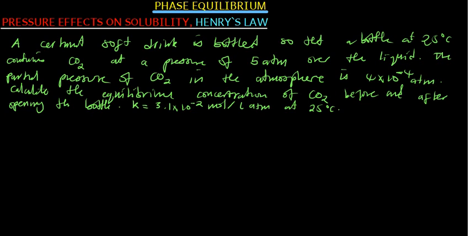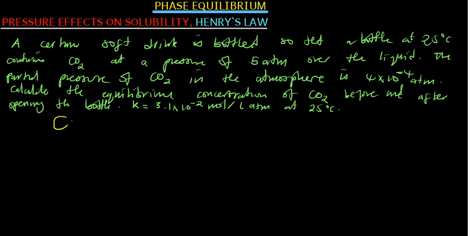Now, how do we work it out? A certain soft drink is bottled so that a bottle at 25 degrees Celsius contains carbon dioxide at a pressure of 5 atmosphere over the liquid. The partial pressure of carbon dioxide in the atmosphere is 4 times 10 to the power negative 4 atmosphere. Calculate the equilibrium concentration of carbon dioxide before and after opening the bottle.